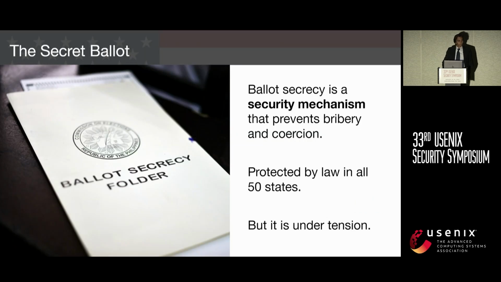The secret ballot is a crucial election security mechanism in US elections. It ensures that voters can vote their conscience without being bribed or coerced, and it's protected by law in all 50 states. But right now, it is under some tension.